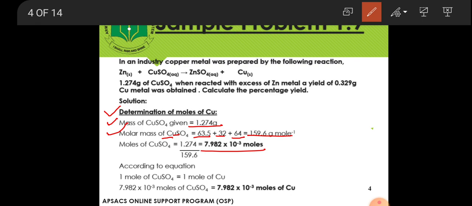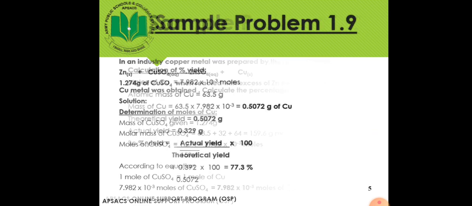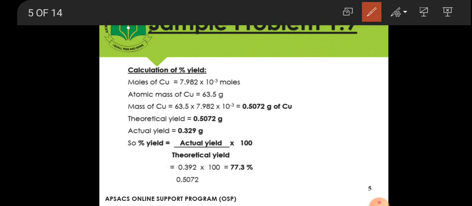So according to the balanced chemical equation, if 1 mole of copper sulfate is used, then 1 mole of copper is produced. If 7.982 into 10 raised to power minus 3 moles of copper sulfate are used, then 7.982 into 10 raised to power minus 3 moles of copper are produced. We are calculating the moles of copper. So, moles of copper obtained are 7.982 into 10 raised to power minus 3 moles.